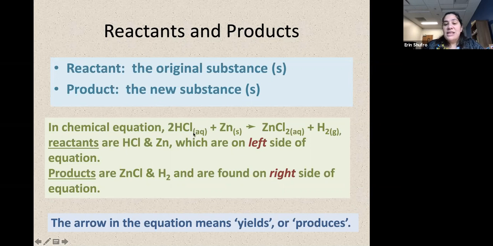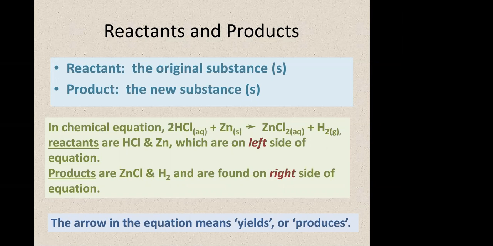These little letters down here in parentheses indicate the state of matter. So S indicates solid, G indicates gas. What do you guys think an L would indicate? Liquid, yep. So solid, gas, liquid.